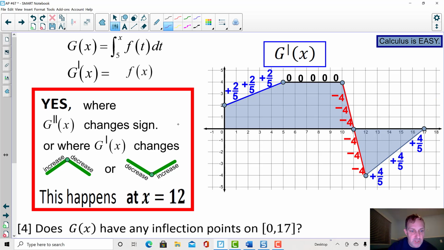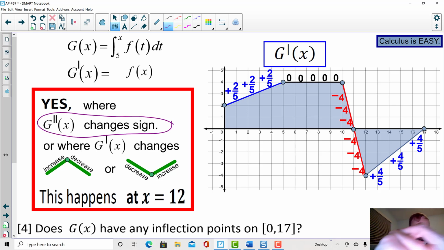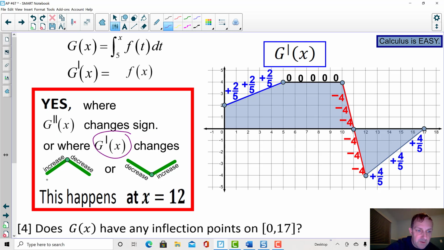So that means that g will have an inflection point when the second derivative changes signs, or another way of thinking about it is where your first derivative changes from either increasing to decreasing or from decreasing to increasing.